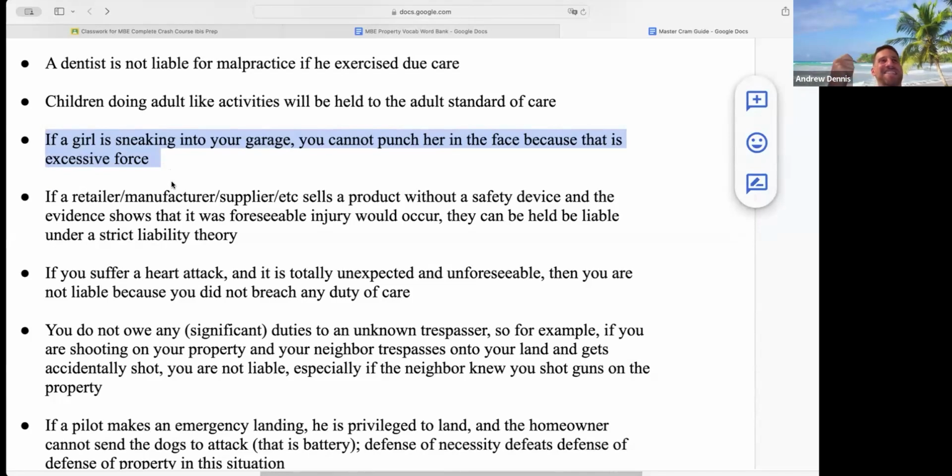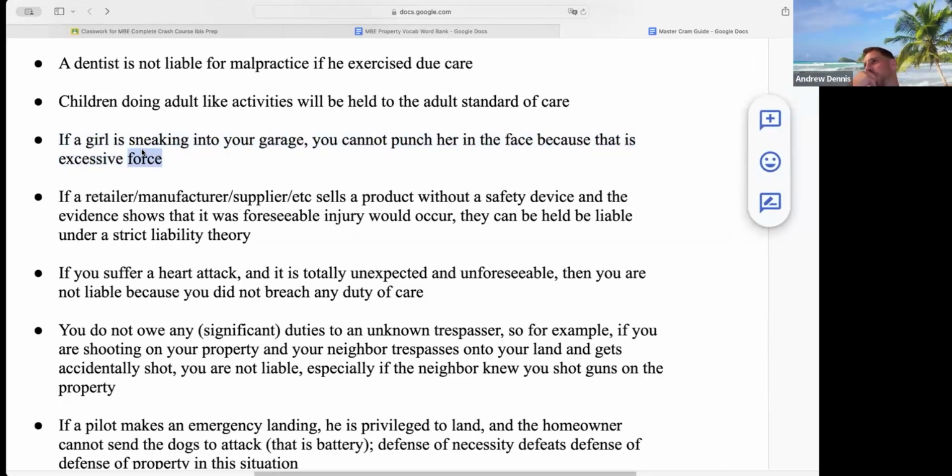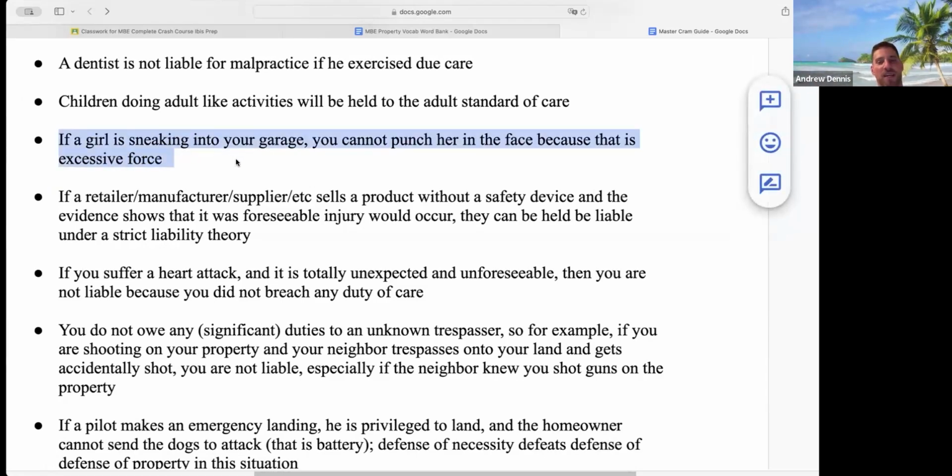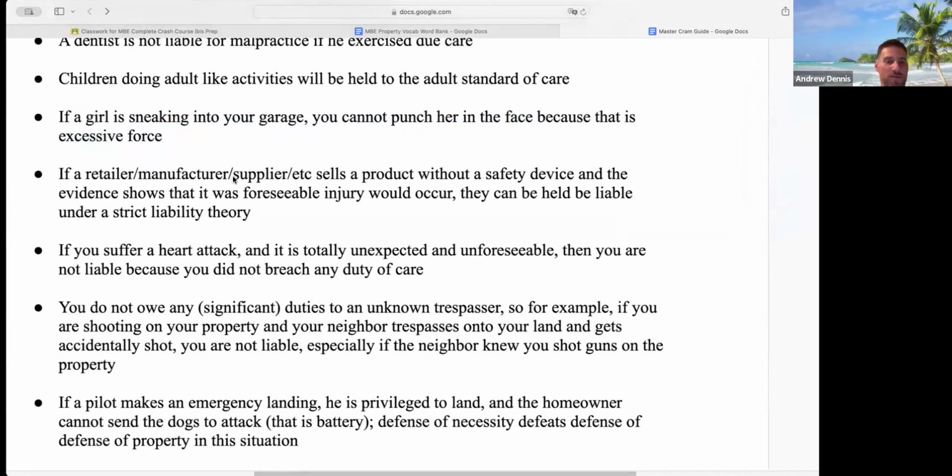And it's funny because to Ali, when she was creating this cram guide, this seems so obvious, but it just kind of does show you what we call analysis paralysis, where sometimes when you're so deep in doing questions, you get some obvious ones wrong. And when you're someone like Ali, who's going to University of Chicago School of Law and is just taking the LSAT, she hasn't even studied the law yet, but this was pretty obvious to her: if a girl's sneaking into your garage, you can't punch her in the face because that's excessive force.